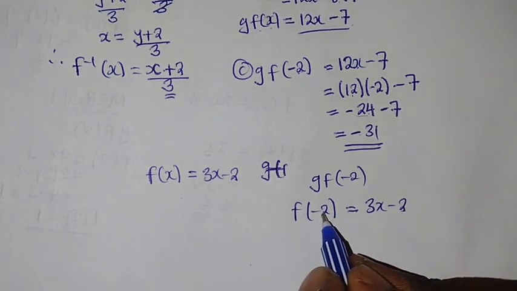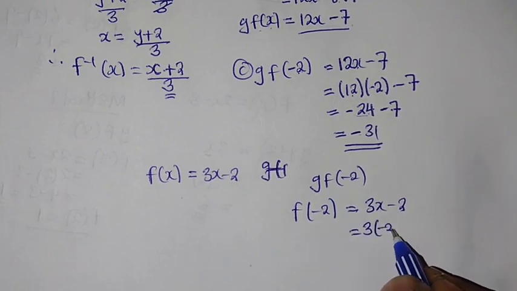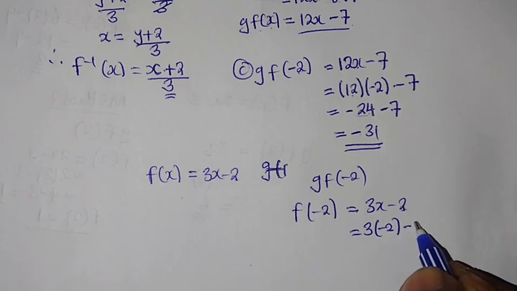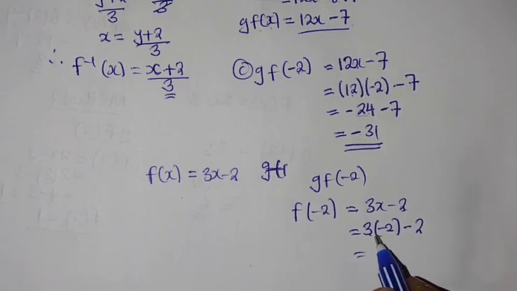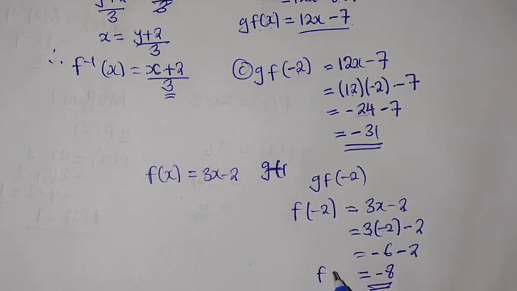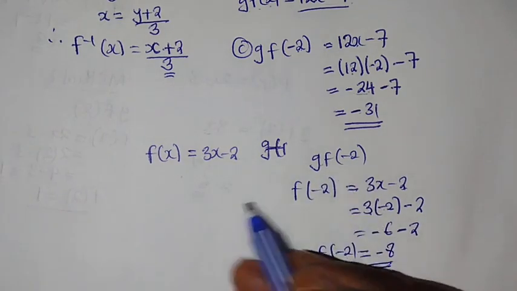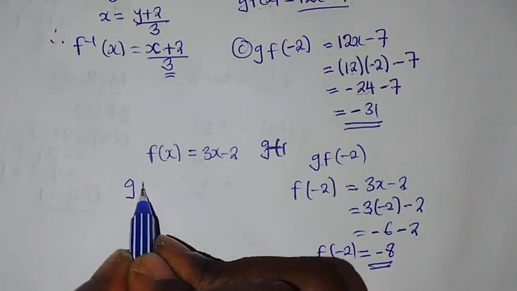This minus 2 is the value of x. So where there is x, we are going to put a minus 2, then minus this 2 right here. So 3 times negative 2 is negative 6, minus 2. So negative 6 minus 2 is negative 8. This is the value of f of minus 2.